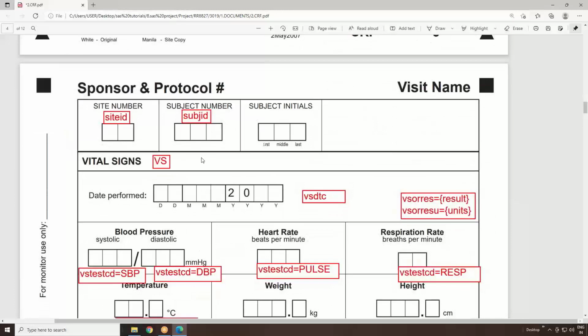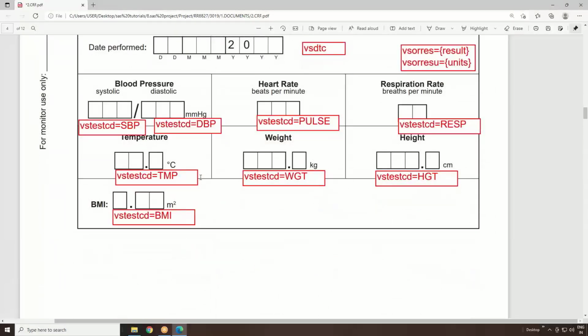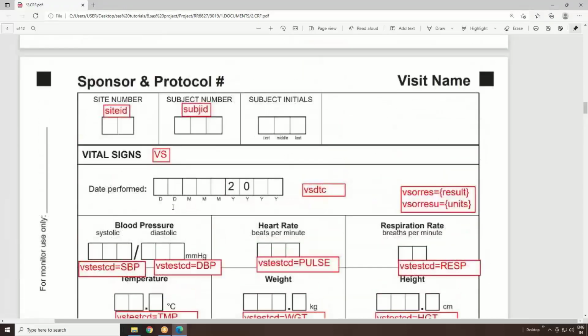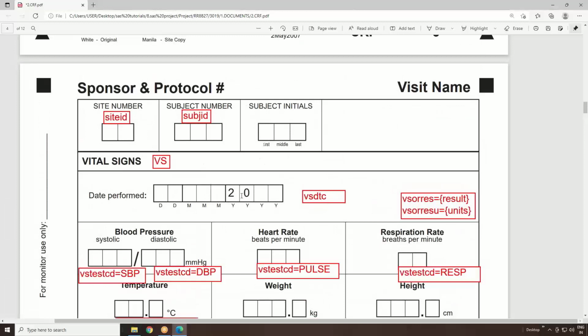So it is for one person. Let's say the person is 001, one patient will have multiple records. One record for diastolic blood pressure, another record for systolic blood pressure, another record for pulse, another for respiration rate, another for temperature, another for weight, another for height, and another for BMI, and all you will get. So multiple records per person you are getting, because one patient will have multiple records in the vital signs data set, because multiple parameters are being collected.